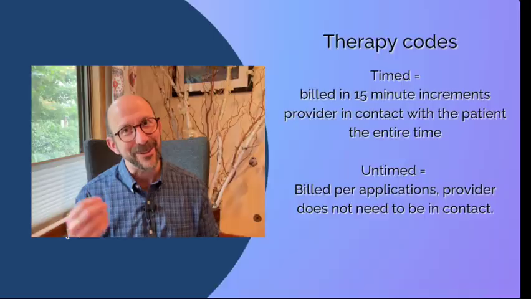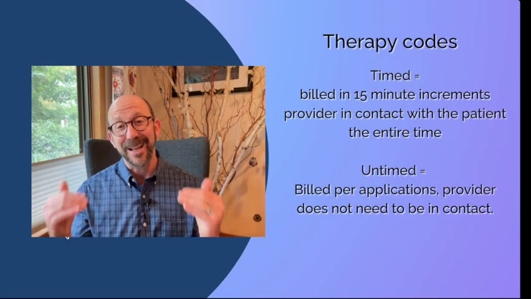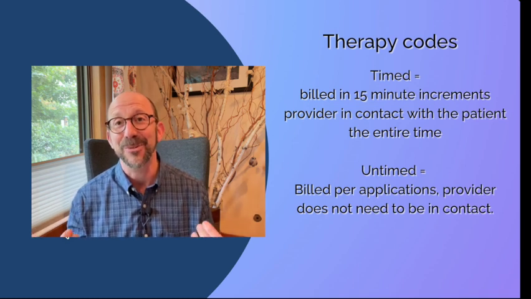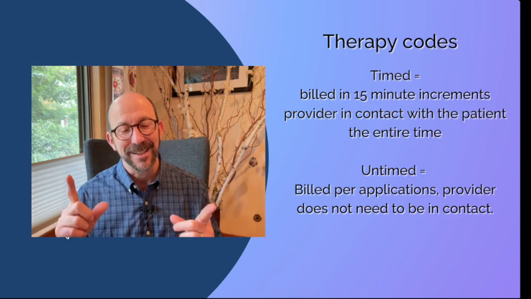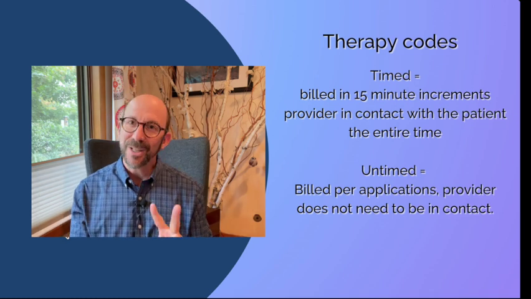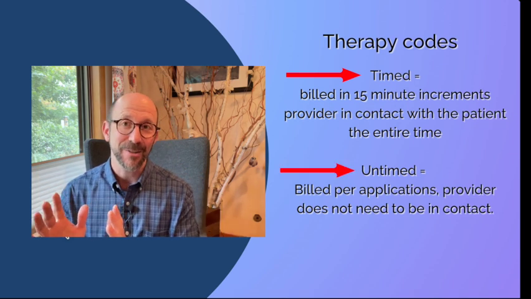The next type of code that you're going to use are the therapy codes. They also start with 9. There's 2 main kinds of therapy codes. We're going to have to break this down a little further. This is really, really important to getting paid and doing this properly and staying out of trouble. The 2 types of therapy codes are timed codes and untimed codes.